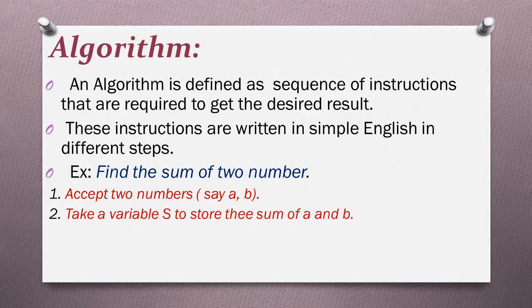Next, take a variable S to store this sum of A and B. Means the added value, the total sum, needs to be stored in one variable, one letter, that is S here. Next, S equals A plus B. Addition process is going on. You need to display the value, means you have to write display S. Why have I written S there? Because the sum is stored in a variable S.